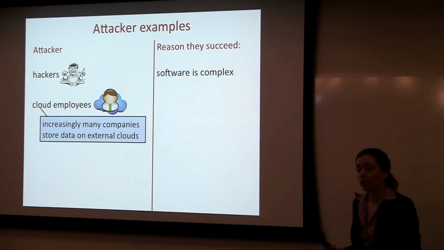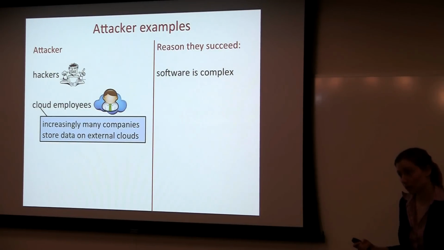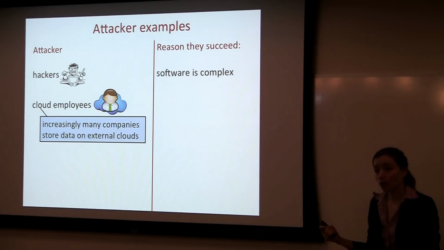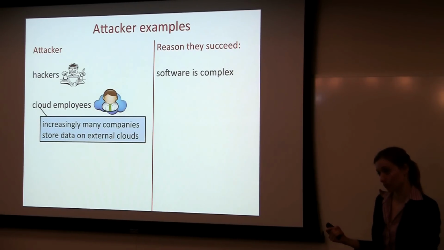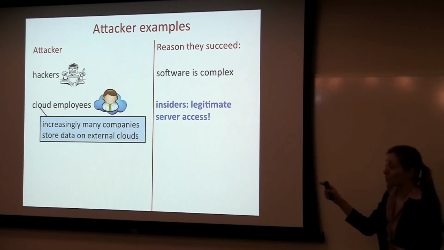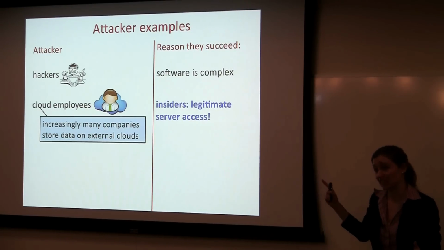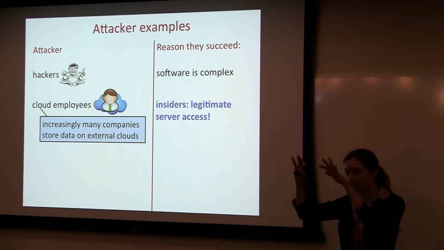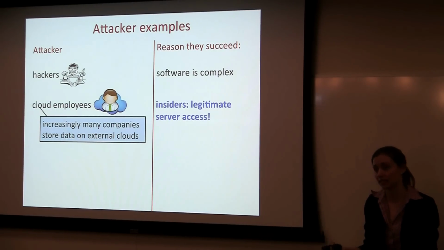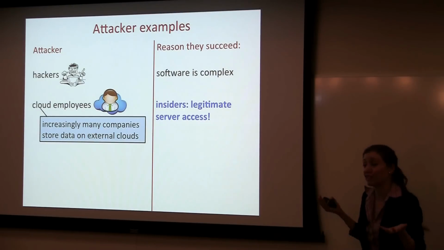More and more companies are outsourcing their data to an external cloud. This means that the cloud employees can now read confidential company data, even though they're not supposed to. This attacker is really hard to deal with because it's an insider attack. These people have legitimate access to the servers, so they're inside the shell of protection of existing mechanisms. Existing mechanisms don't even apply to them.